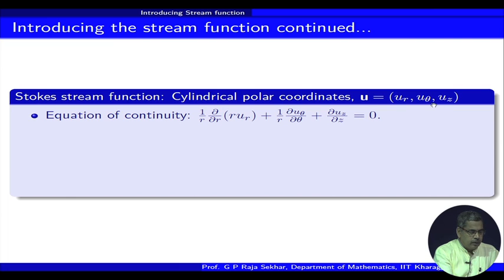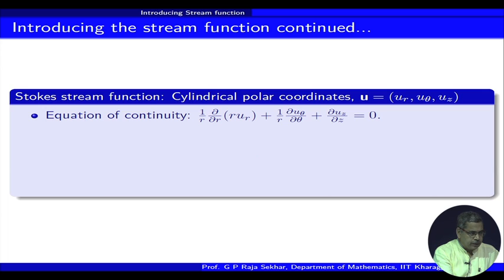So, here we are representing the velocity components as u_r, u_theta, u_z, and the equation of continuity is given by this. So, can we introduce a stream function? Okay. We have three components. Can we represent these three components in terms of a single scalar? So, the answer is no.